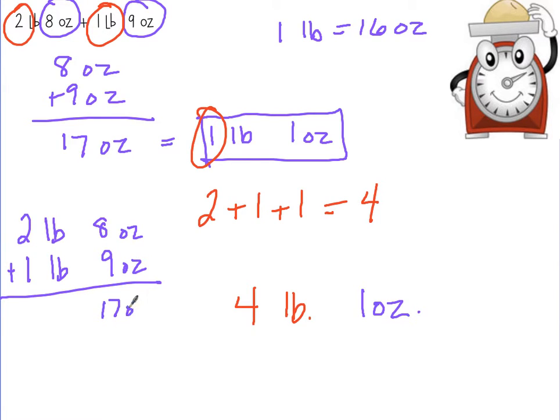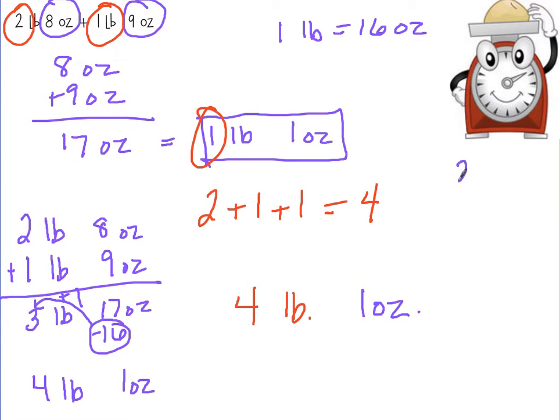I get 17 ounces, and I get 3 pounds. I subtract 16 from here, so I can add 1 over here. I get 4 pounds, 1 ounce.